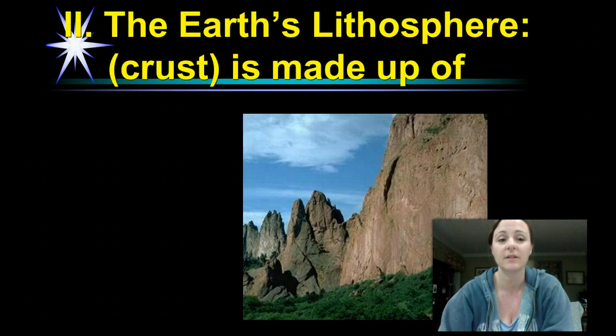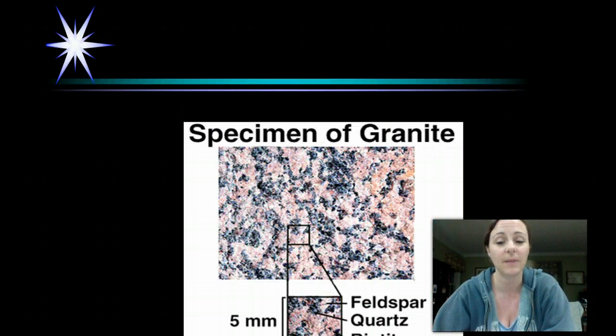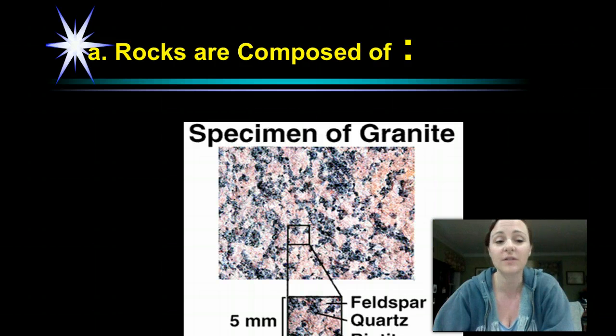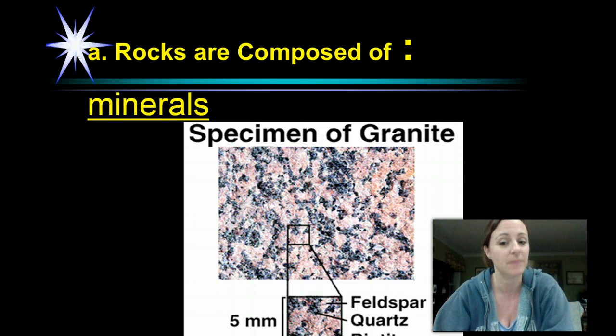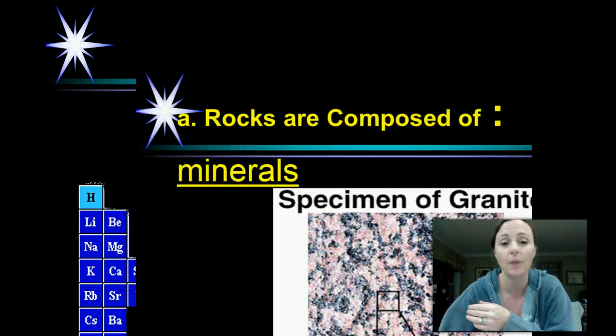Our crust, the Earth's lithosphere, is made up of rocks. And as you may or may not know, rocks are composed of minerals. You guessed it. For example, granite, as we saw in our kitchen countertops, or maybe even in the bathroom or other places, is composed of feldspar, quartz, and biotite, all minerals.